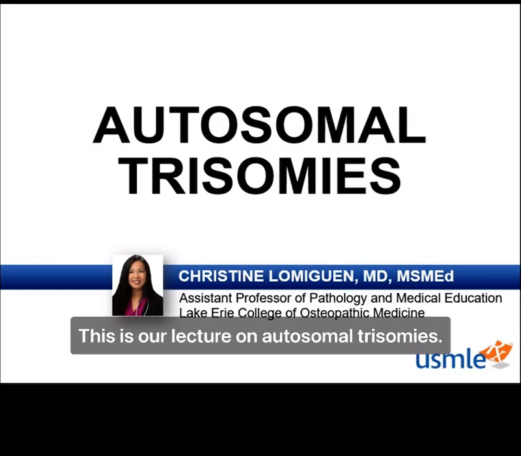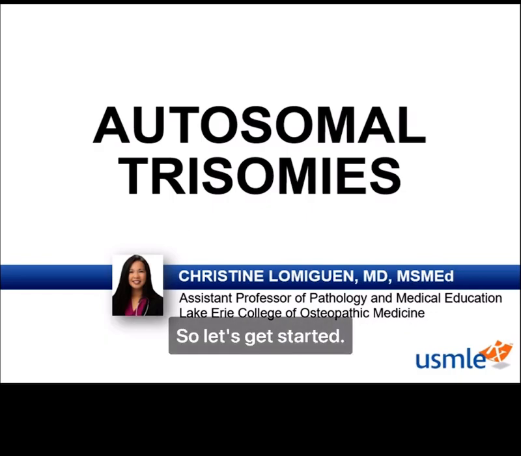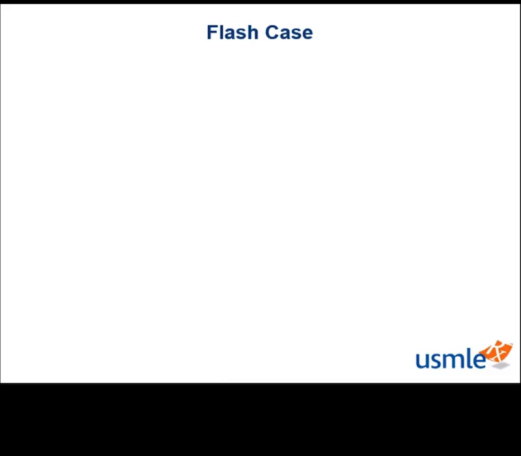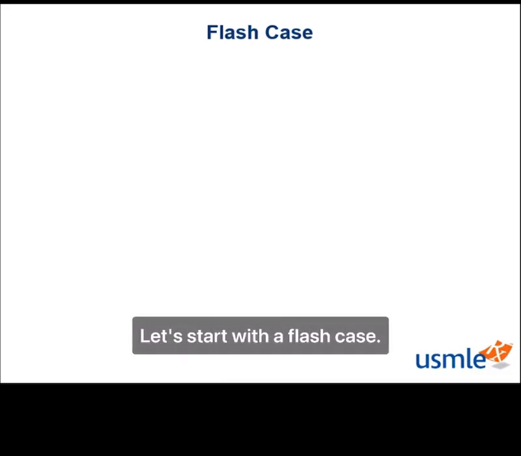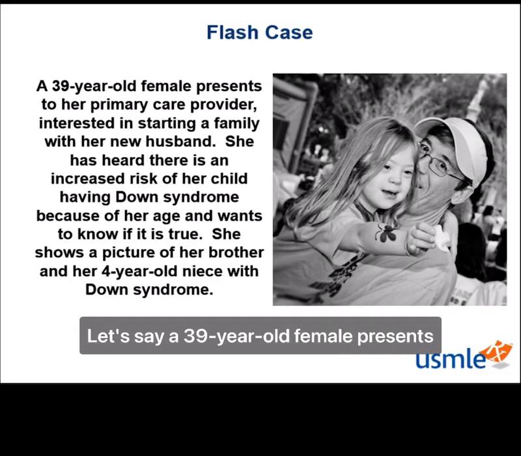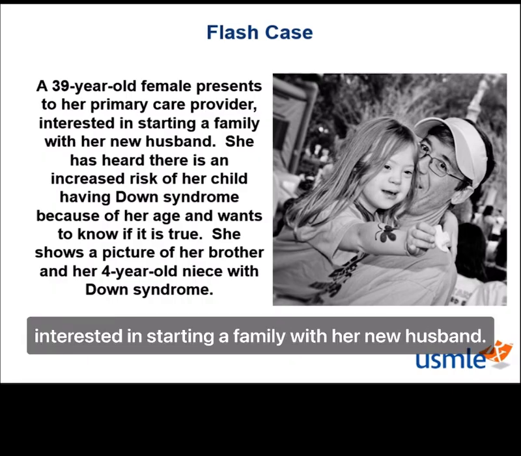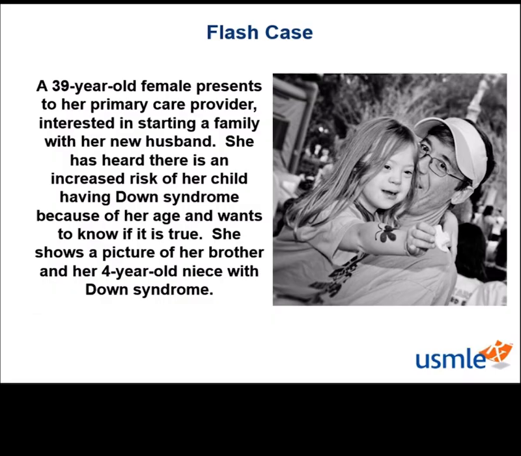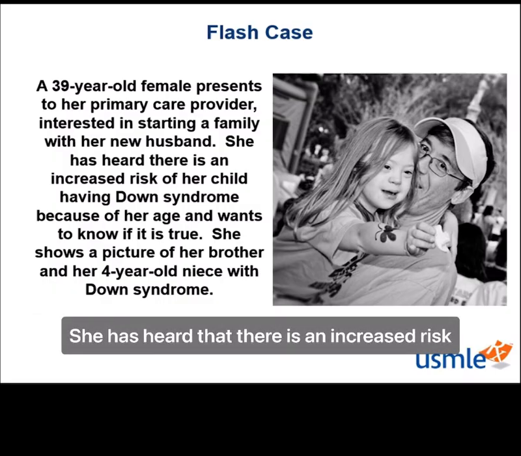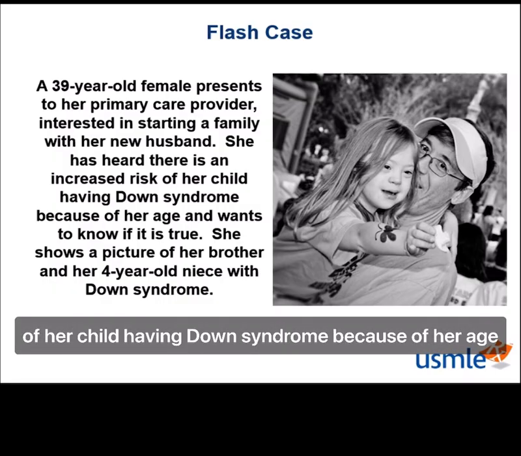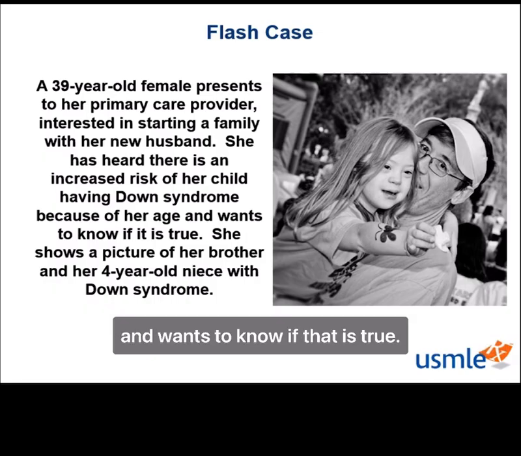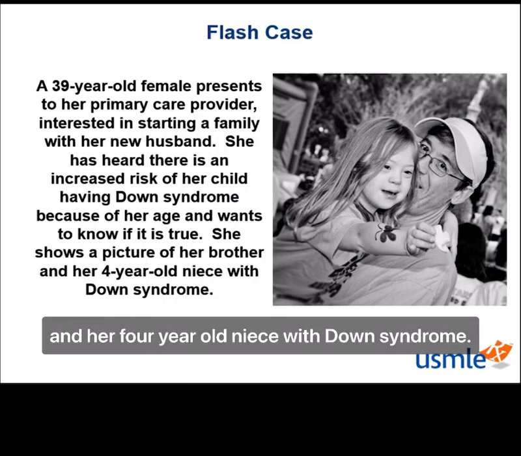On autosomal trisomies. So let's get started. Let's start with a flash case. Let's say a 39-year-old female presents to her primary care provider interested in starting a family with her new husband. She has heard that there is an increased risk of her child having Down syndrome because of her age and wants to know if it is true. She shows a picture of her brother and her 4-year-old niece with Down syndrome.